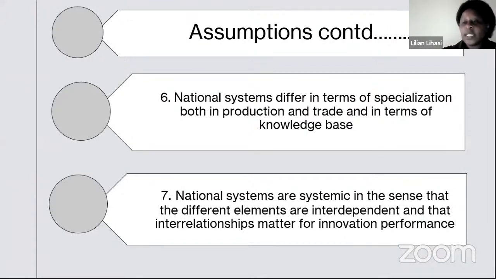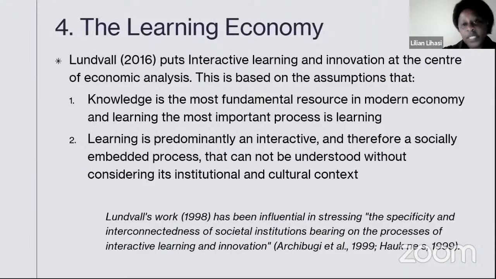National systems are systemic in the sense that the different elements are interdependent and that interrelationships matter for innovation performance. All we are talking about is interaction and learning. What Lundvall was insisting on is the interactionist process, where interaction and learning become the key issue when it comes to innovation. He gives the example of public research institutes and academia-industry, which serve as research producers, carrying out research and development activities. On the other hand, governments, central or regional, play their role in coordination among the nations. Therefore, we are talking about research and interaction. We are talking about learning as the basis for innovation.